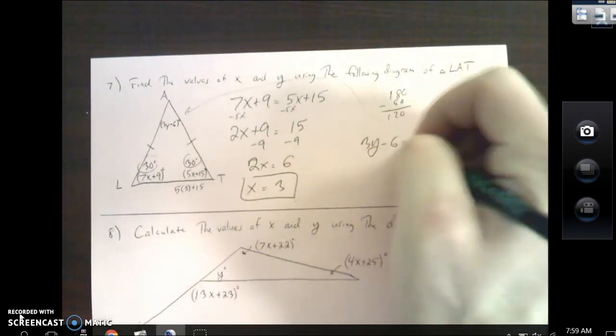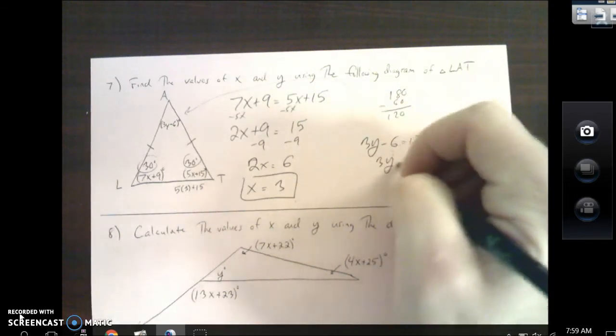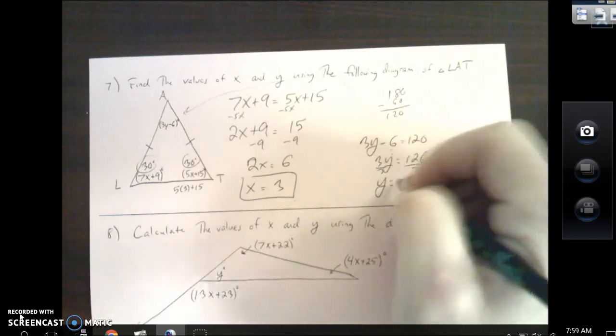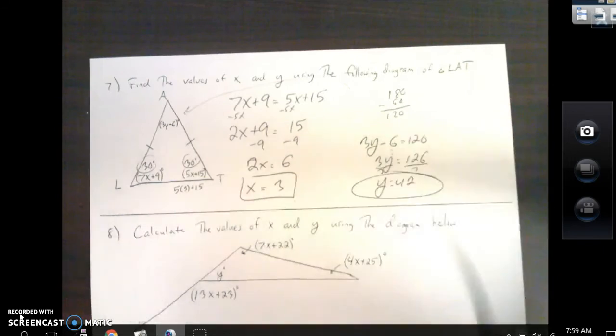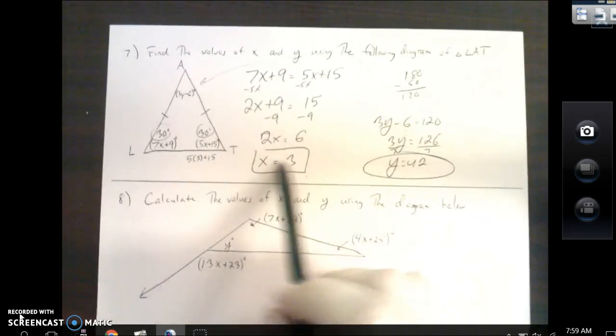3y minus 6 equals 120. Add 6 over. Divide by 3. 42. Okay? So definitely one of the tougher ones. You're just putting solve for x, plug it back in, use your knowledge of triangles.